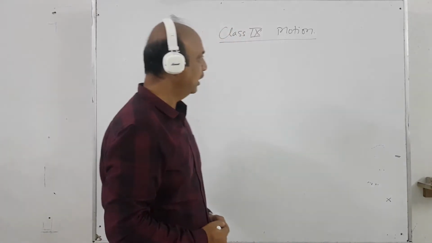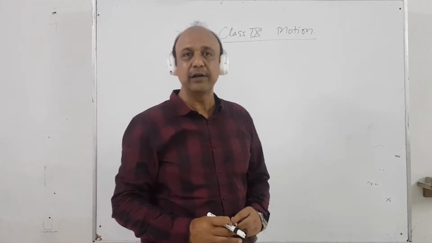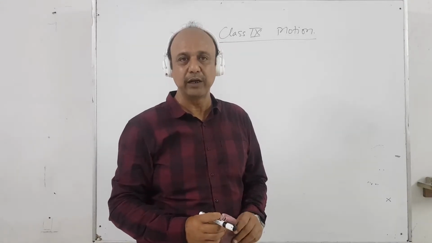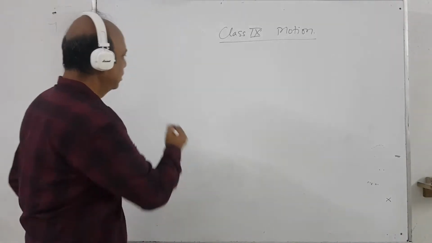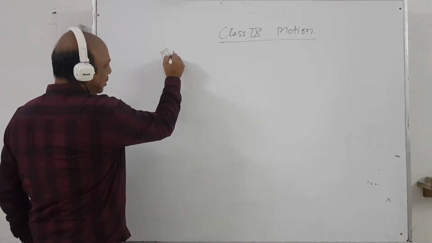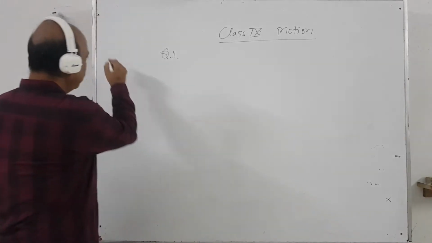For class 9, we have been studying the chapter motion. We have studied the theory part of it and we are now doing the numericals. Let us continue with some more numericals. First question. Presently, we will do the numericals from uniform motion.